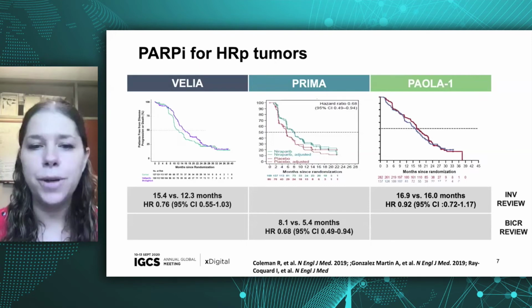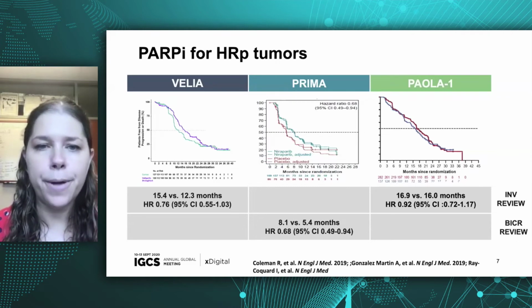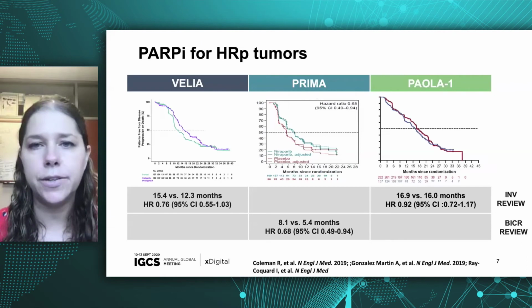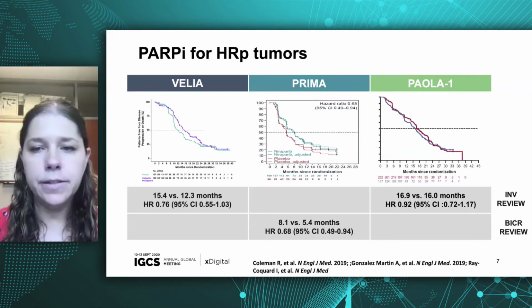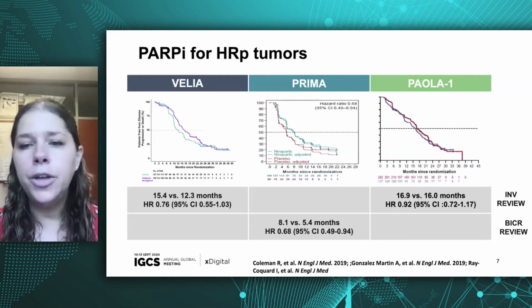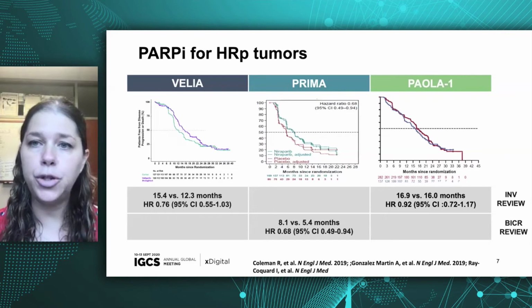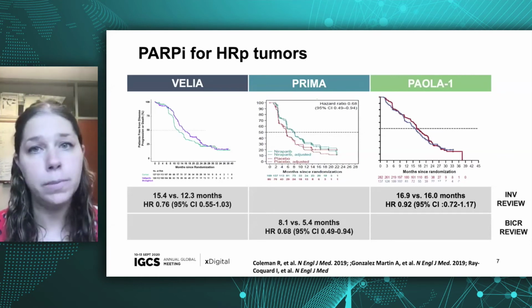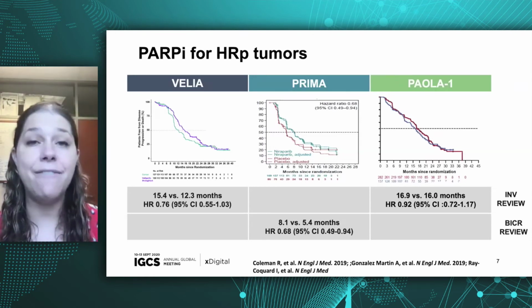So when we look at PRIMA, we see, again, about a 32% reduction in the risk of progression in those patients that were treated with niraparib versus placebo, and it yielded about 2.6 or so month difference. And then finally, PAOLA-1, which has already been discussed quite well by Dr. O'Malley, there was really no difference in those patients that had homologous recombination proficient tumors, and that's because there was an active comparator. These patients weren't on placebo alone, they were receiving bevacizumab, and the bevacizumab arm did very well.